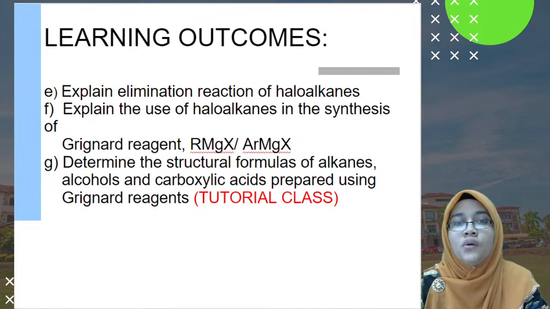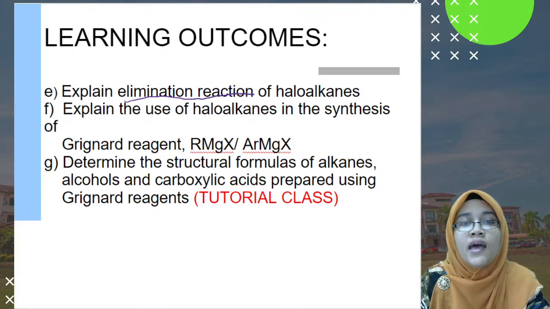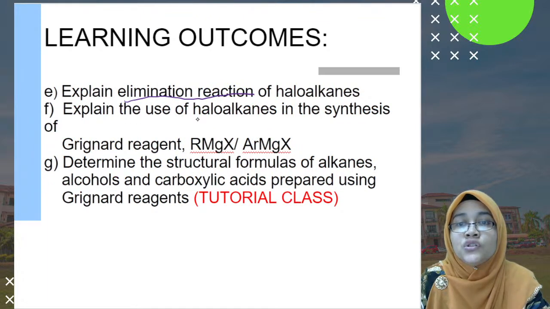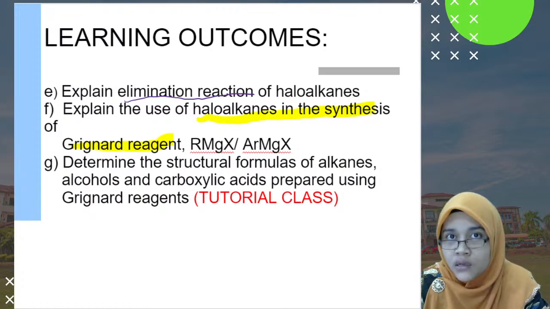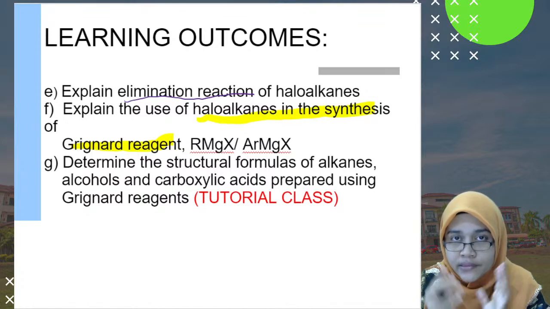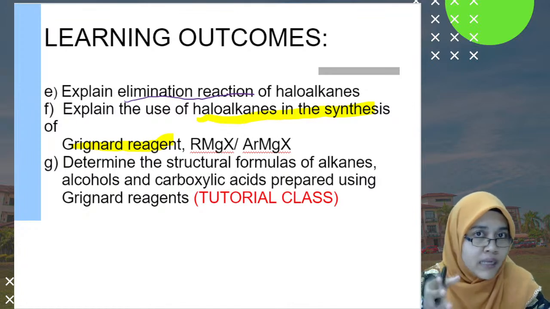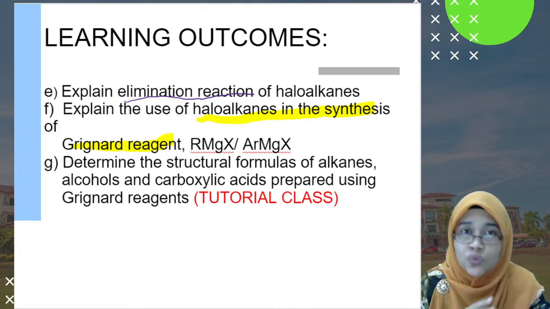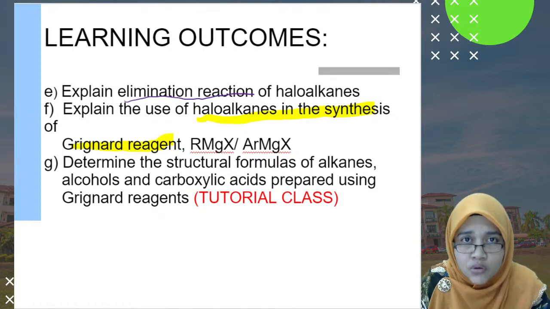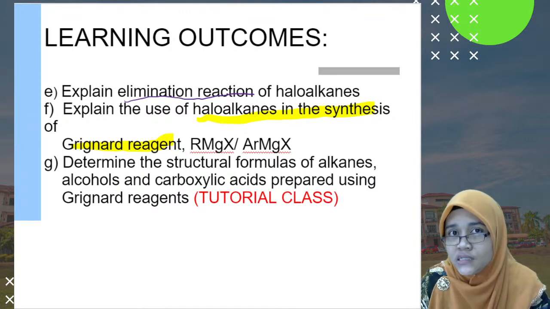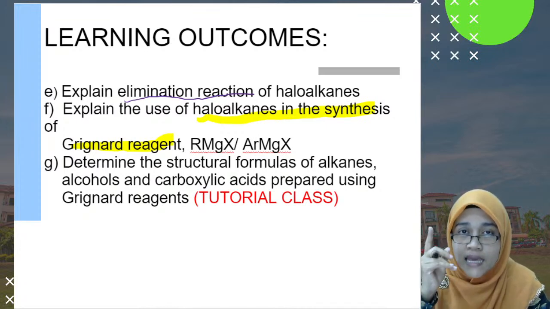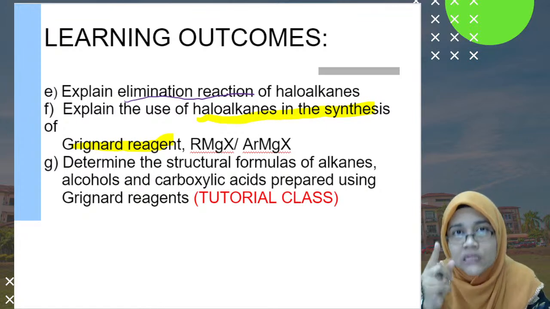Okay, so I will explain to you the elimination reaction of haloalkane, and explain the use of haloalkane in synthesis of Grignard. You never heard about this Grignard reagent. This Grignard reagent is a multi-purpose reagent. When you have this Grignard reagent, it can be used to form many types of organic compounds. So the main reactant of Grignard reagent is haloalkane.